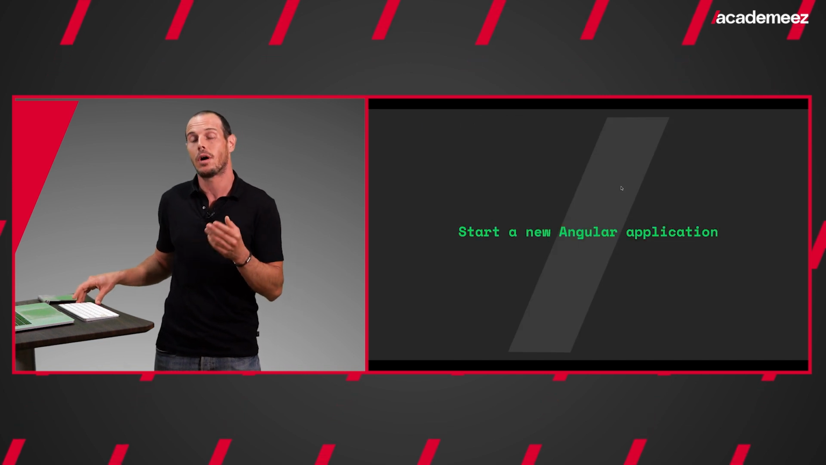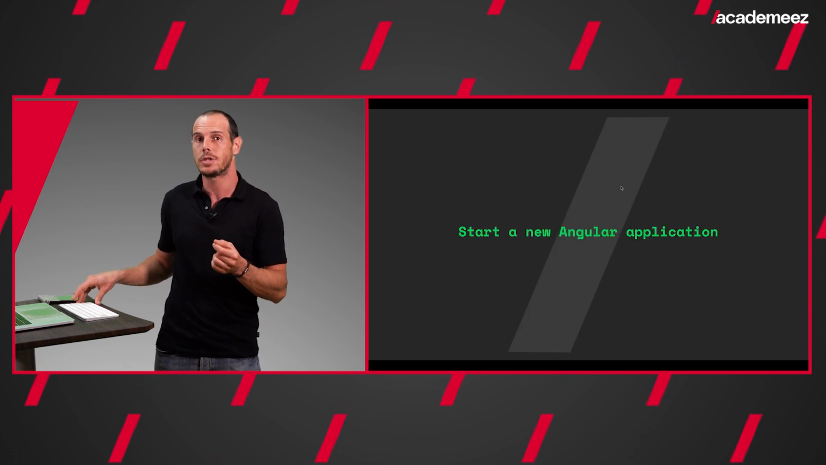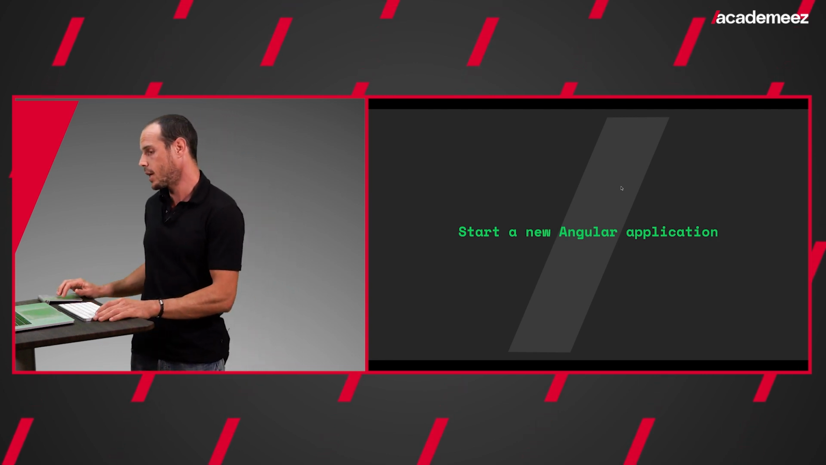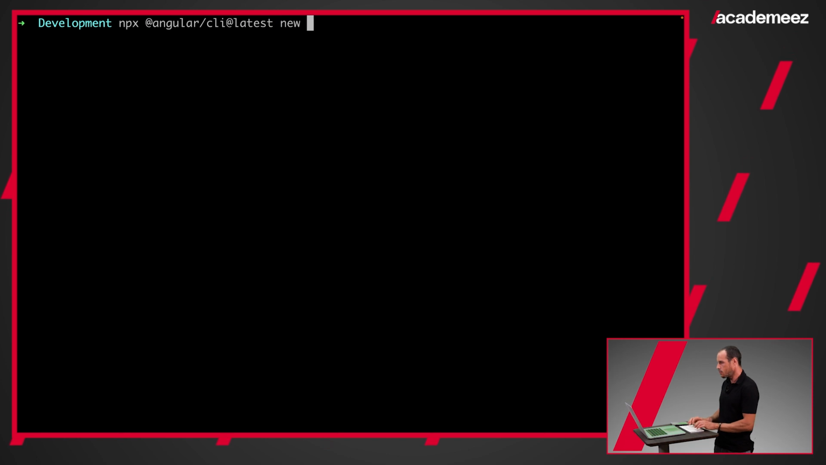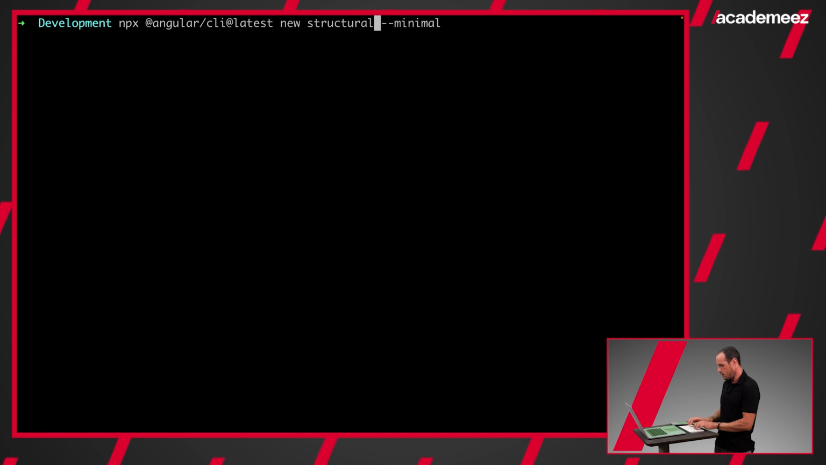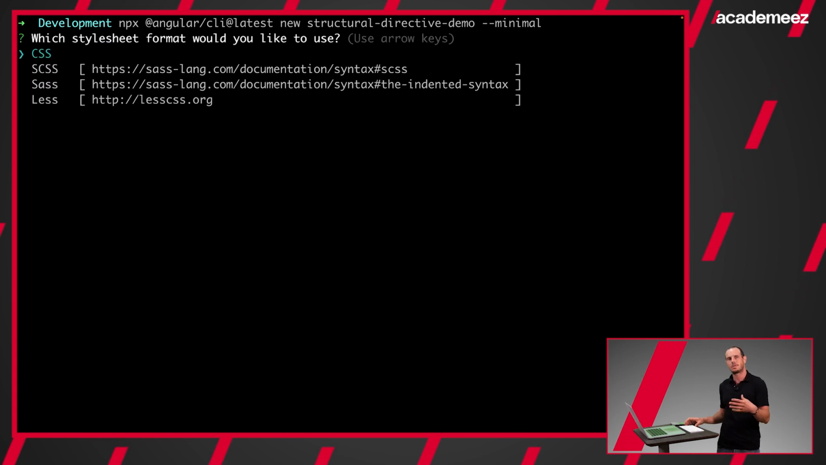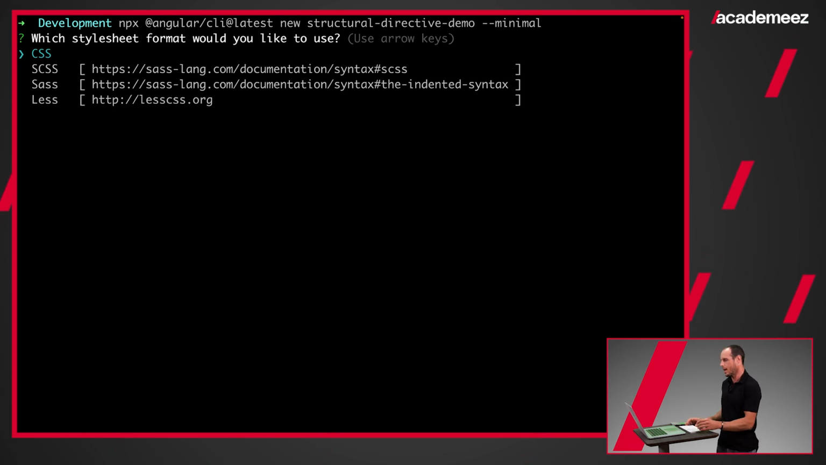So I want to give an example of a good use case where you should consider using the structural directive. So let's start a new Angular application. I'll go to my terminal. I'm going to type npx @angular/cli@latest new, and we're going to create a new project. We're going to name that project structural-directive-demo, and I'm going to add the minimal flag to create a minimal amount of files, no external templates, no external styles, so we can actually focus on the structural directive code. The styling is not that important in this project.